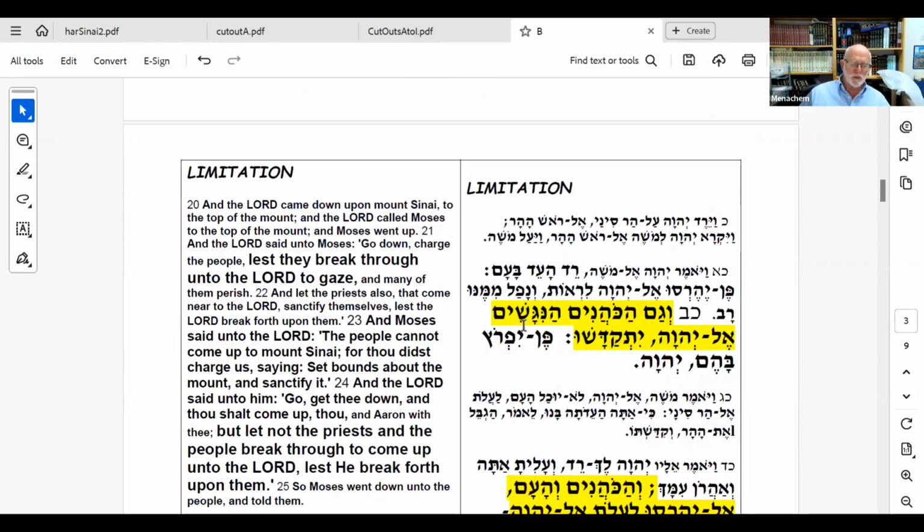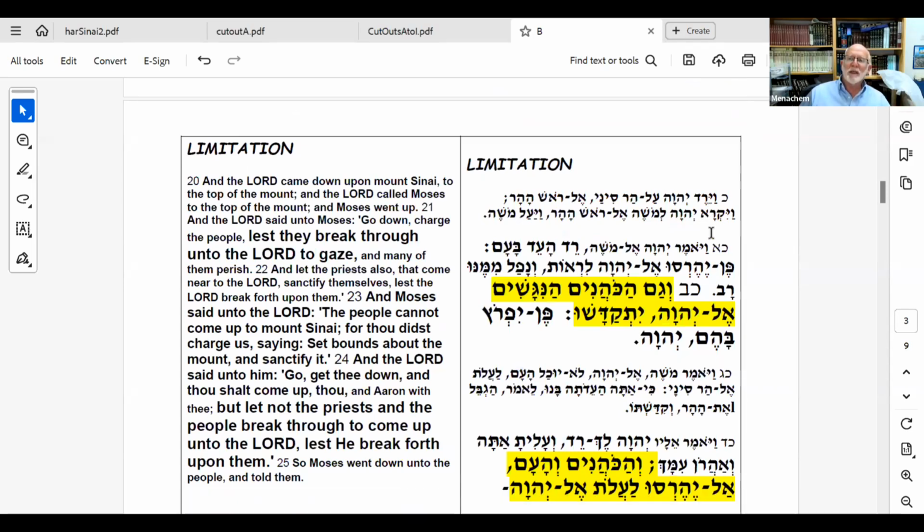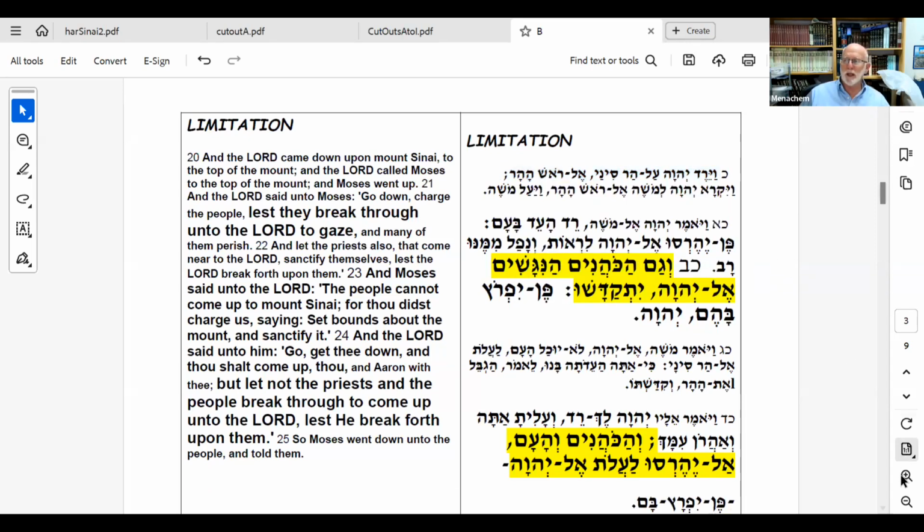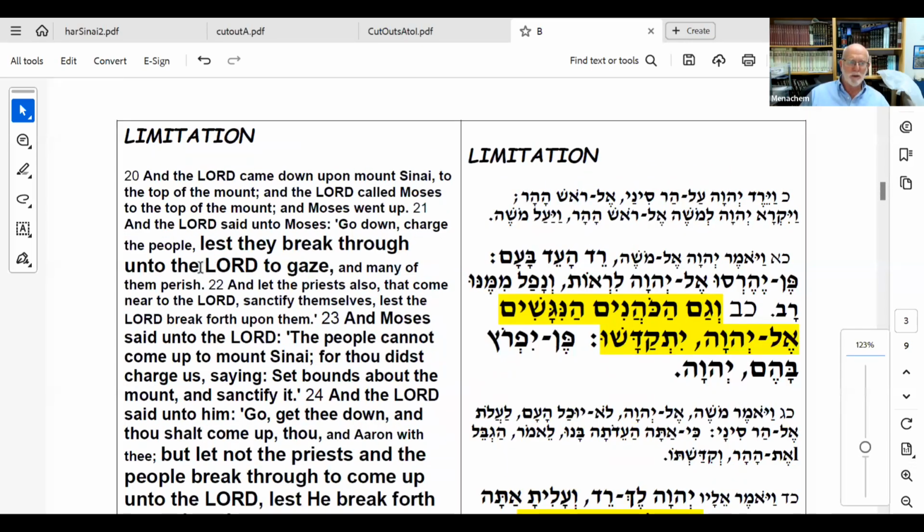Now we're told as follows, verse 20. Vayered Hashem al Har Sinai. Well, he just did that, didn't he? El Rosh Har, to the top of the mountain. Vayikra Hashem el Moshe el Rosh Har, and he calls Moshe to the top of the mountain. Now, someone tell me what's problematic about that pasuk.